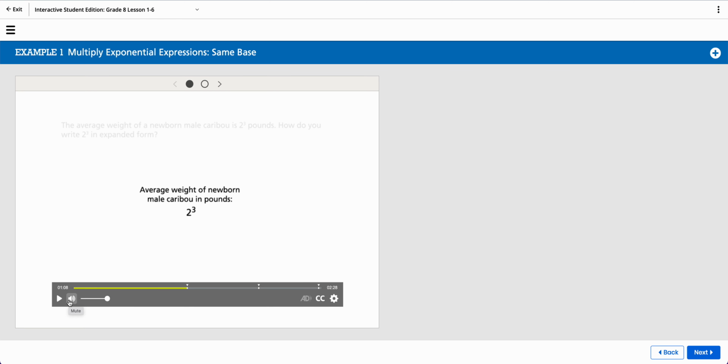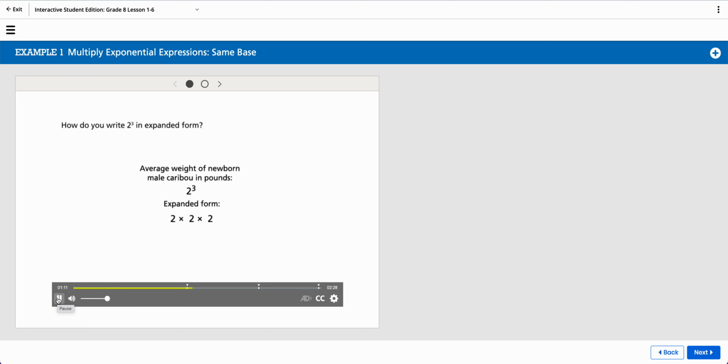All right, expanded form. So if we have it written in exponential form here, 2 to the 3rd, what would it look like in expanded form? 2 times 2 times 2. We would just write out what 2 to the 3rd means. So 2 to the 3rd power means 2 times 2 times 2. Expanded form, we would write that out. Okay, so here's what they're going to do for us now.